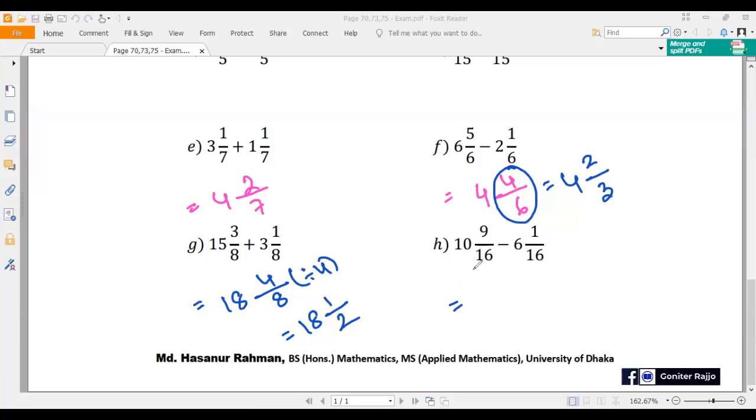Now number 8, our last problem. At first, subtract the whole numbers. 10 minus 6. What is 10 minus 6? That will be 4. And 9 by 16 and 1 by 16 both are like fractions. So what will you do? We have to subtract the numerators. So what is 9 minus 1? 9 minus 1 will be 8. Okay. So 4 whole 8 by 16 will be the answer. But we can divide both numerator and denominator by 8. Then 8 divided by 8 is 1, and 16 divided by 8 will be 2. So 4 whole 1 by 2. And in this way, we can easily solve this worksheet.